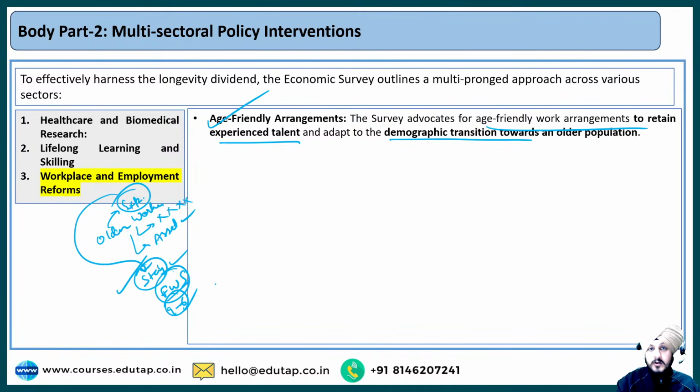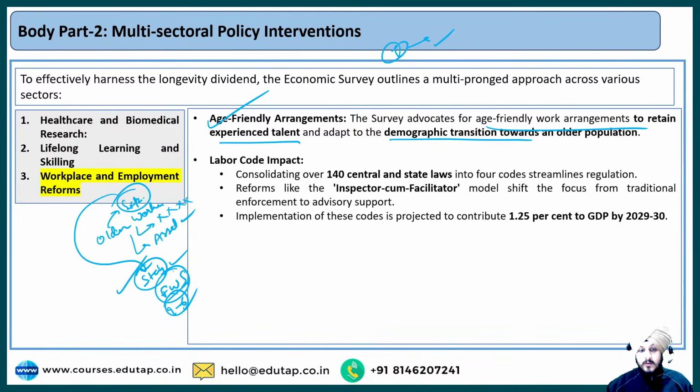For example, Infosys uses a lot of experienced professionals for training and mentorship, right? They are used for knowledge transfer, and of course it boosts productivity in the organization. So that is something we can provide as a part of it. Apart from that, the Economic Survey also talks about the labor code impact, right? It talks about the labor codes that have been recently implemented by the government, and it puts a lot of focus on reforms like the inspector-cum-facilitator model.